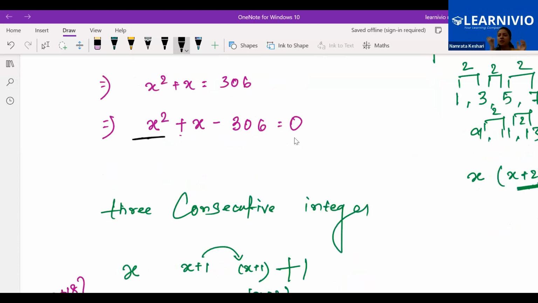Sign doesn't matter. When I'm saying multiply a and c, that means multiply the numbers. Sign doesn't matter over here. So we will be doing the multiplication.